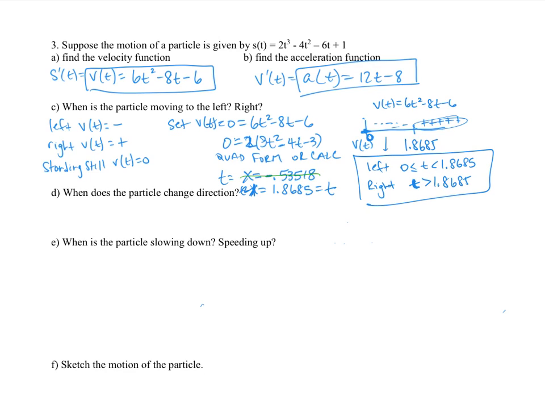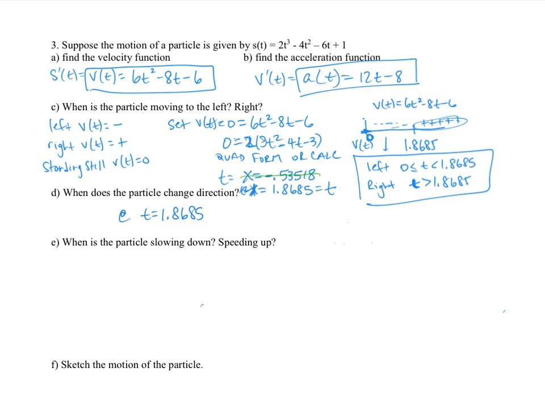So, those are the intervals in which it's moving to the left and to the right. Now, when does it change direction? Well, it changes direction right here. We can see that it changes direction based on my graph right at this point. It's going backwards, and then it stops and goes forwards at that value. So this occurs at my 0, which is at t equaling 1.8685. Now we have the next question. When is it speeding up and slowing down?